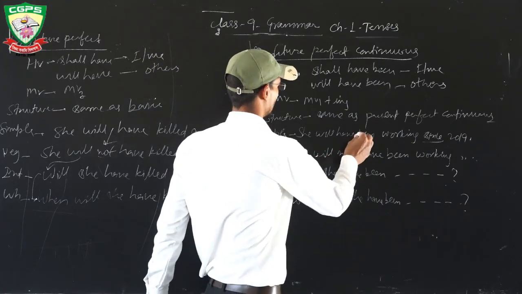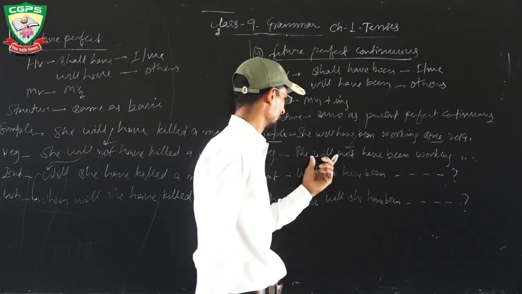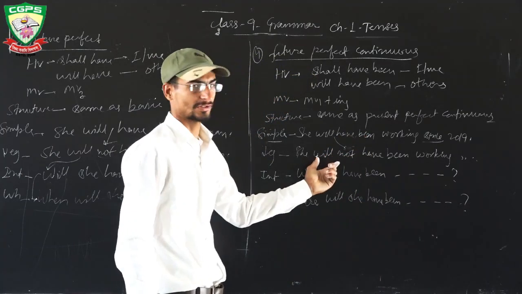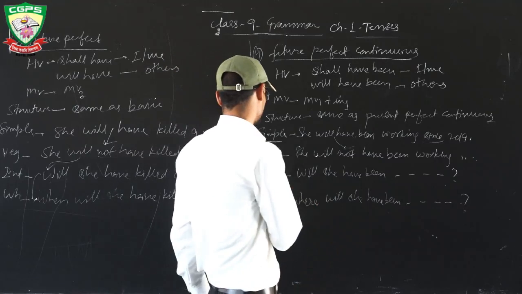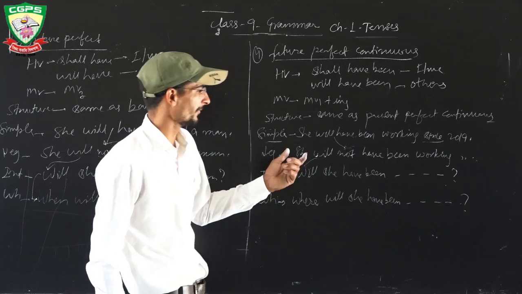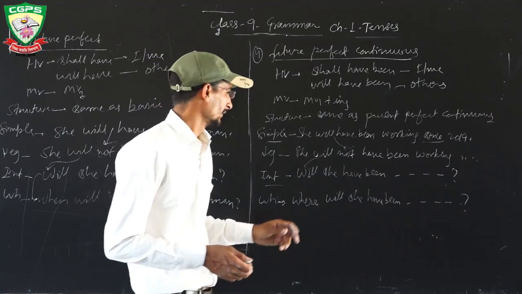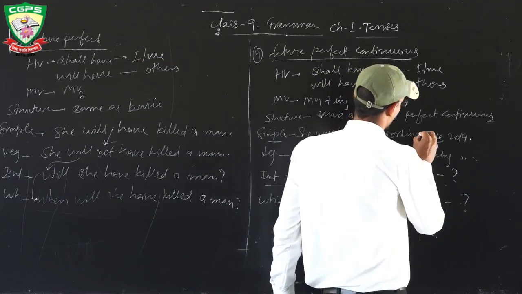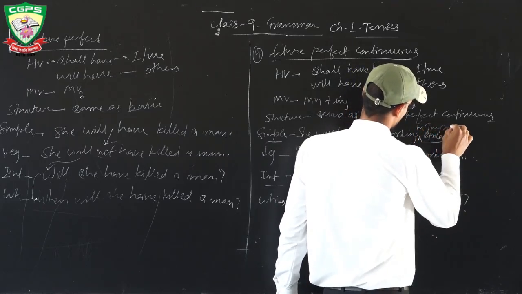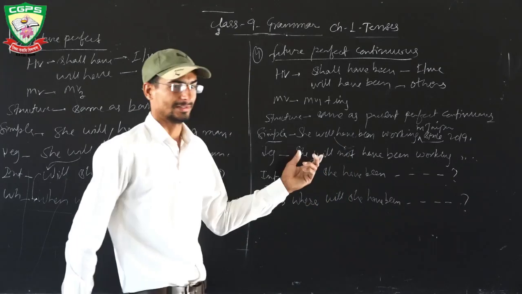Next, for negative sentence: She will not have been working. Just add the not after the first part of the helping verb. Just write will, after will write not, after the first one we will add not. Next is interrogative. Just write the first part of the helping verb at the starting. Will she have been working since 2019? Here there is no object, so we can write working like working in Jaipur. That is object. For working hard, that is adverb. So we can write these words also.